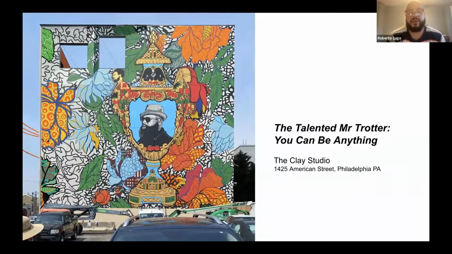Here's a mural of Tariq Trotter of the Roots that I painted on the side of the Clay Studio here in Philadelphia on American Street. This particular piece has a Sèvres porcelain vase on it, at a time when porcelain was considered more expensive than gold. So I'm thinking of Tariq Trotter as this regal MC who is really at the forefront of hip hop culture and society today.